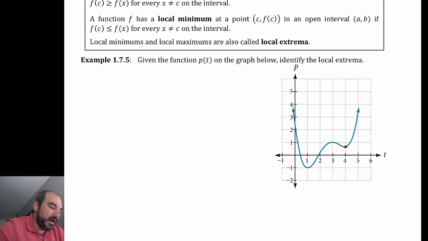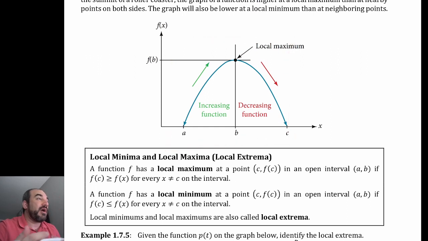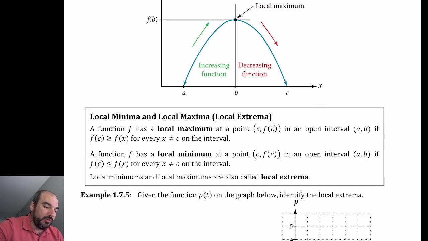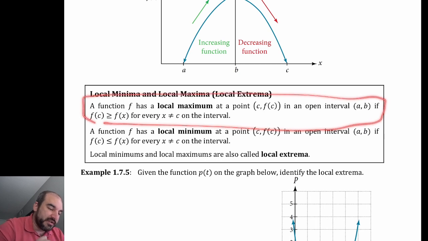So basically this is a zoomed in window of some bigger graph. And if there's a turning point from increasing to decreasing or decreasing to increasing, then it's called a local maximum or local minimum. Maximum for high points, minimum for low points. The formal definition is essentially saying what I just said in a more mathematical way.